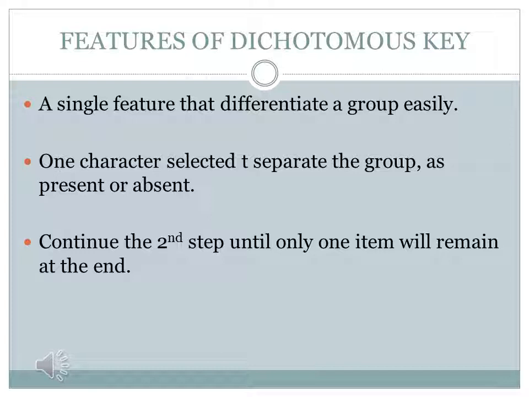However, complications may arise if multiple closely related species, which may have very similar characteristics, live in the same geographic area. Dichotomous keys are most often used for identifying plant and animal species based on their characteristics. These are some features of dichotomous key.